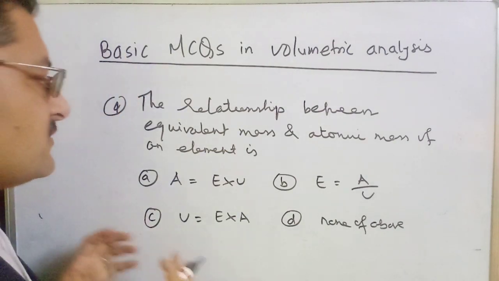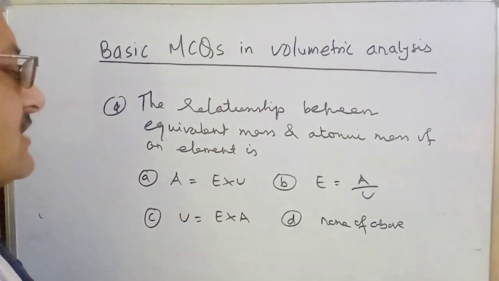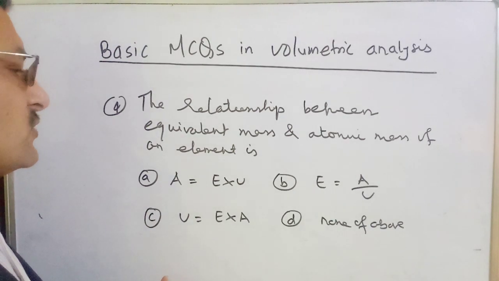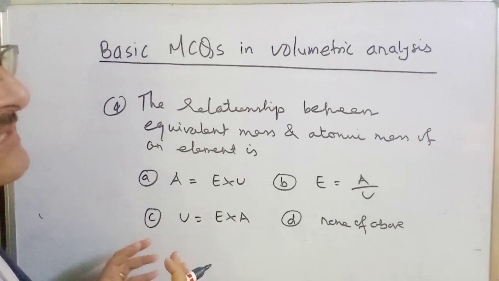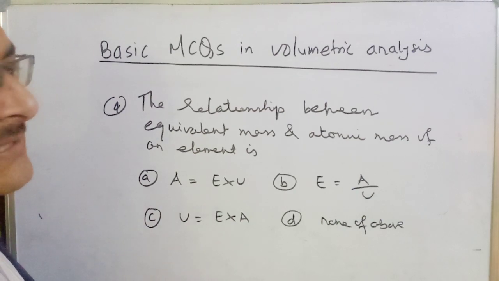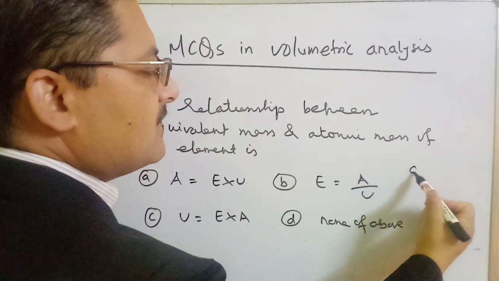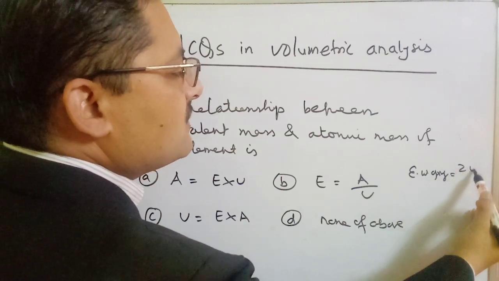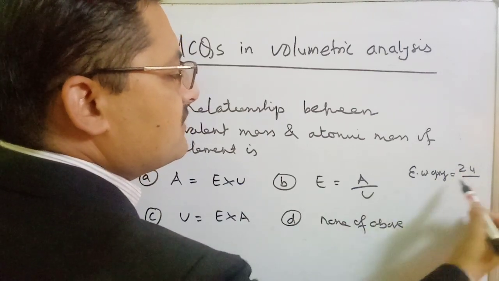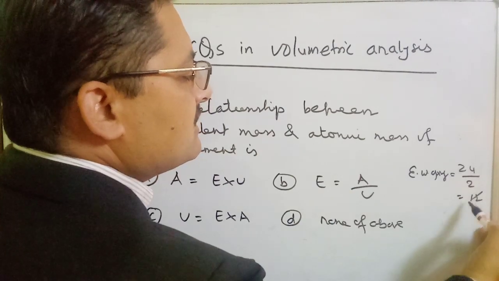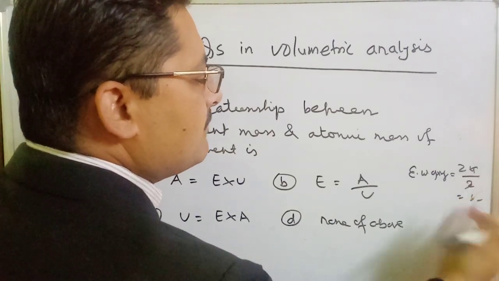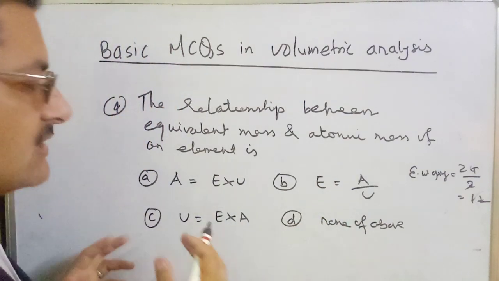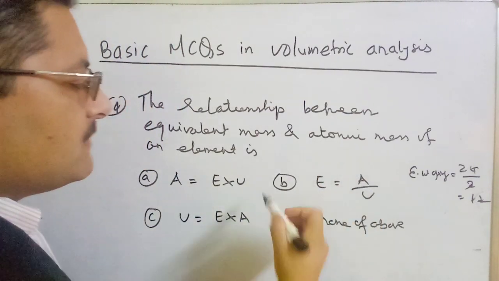If you are going to find the relationship between equivalent mass and atomic mass, which is the correct relationship? We know that equivalent mass is equal to atomic mass by valency. Suppose you have magnesium: magnesium has atomic mass 24 AMU and valency 2, so 12 is the equivalent mass of magnesium. So surely the answer is equivalent mass equals atomic mass by valency.